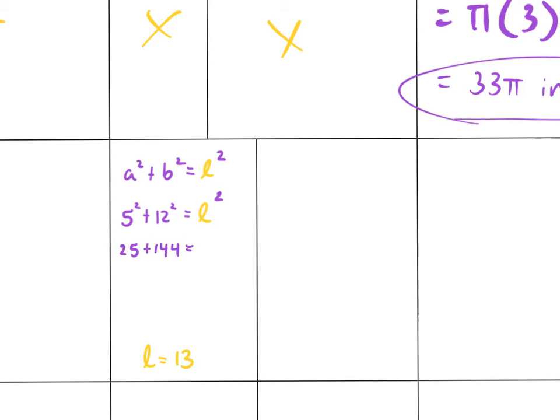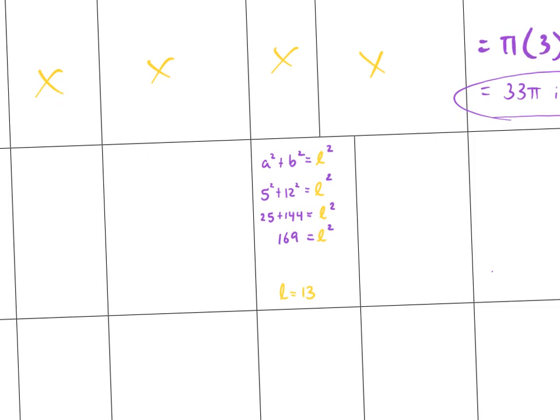And just to finish it up so you can see from whence it comes, 25 plus 144 equals L squared. And then 169 is equal to L squared, and square root both sides to get positive 13. Of course, mathematically, we get a negative 13, but distance can't be negative when we're measuring.